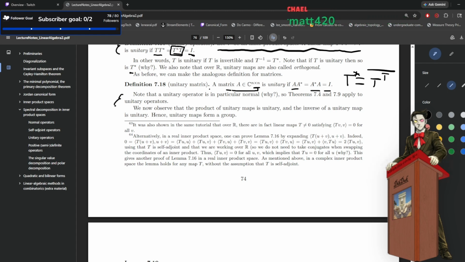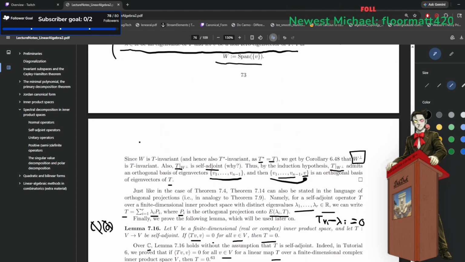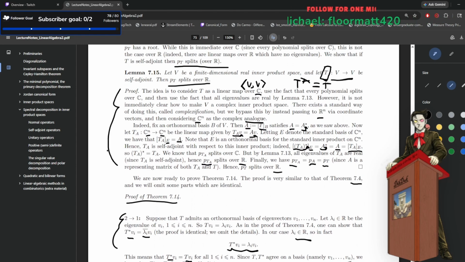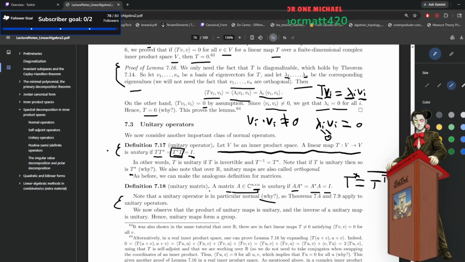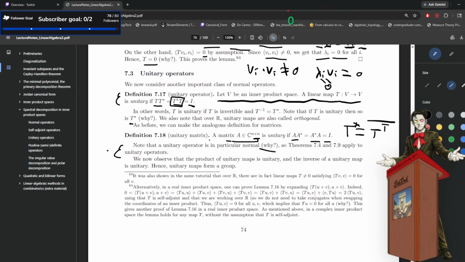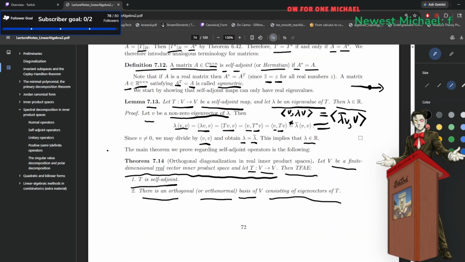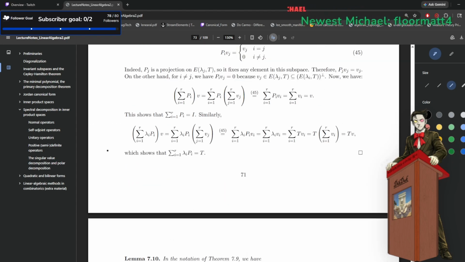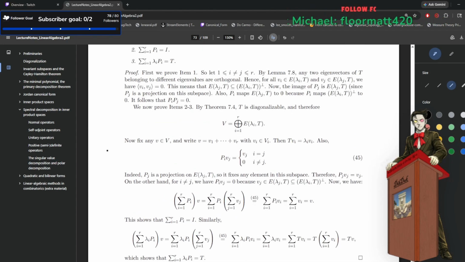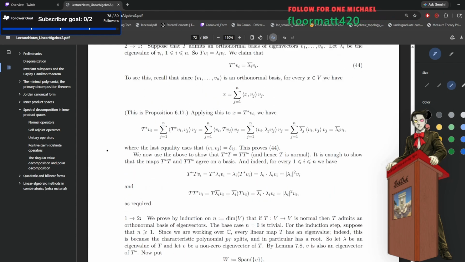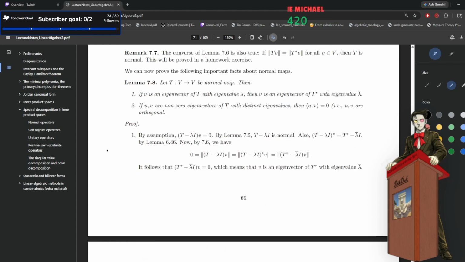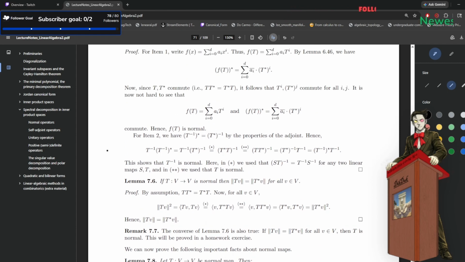Note that a unitary operator is in particular normal. Why? For those of you who are remembering what normal is, I'm pretty sure it had to do with T star T as well, and I'm pretty sure it was when T star T is equal to T T star. Let me just absolutely remember, because, well, things slip. Let's see the definition of normality.